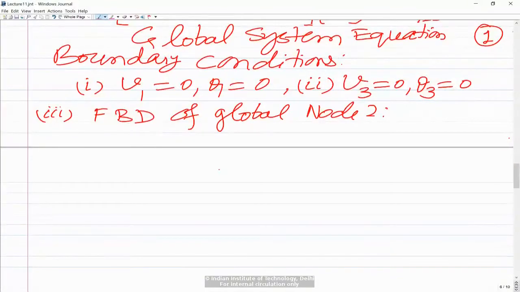So if you want to draw the free body diagram of this node, this is the node over here, this is the node number 2 we are talking about. And let us say that there is an externally applied concentrated force P. For the given problem, this is actually P0. And let us say there is also an externally applied moment M. So these are the externally applied forces and moments. So this is M over here.